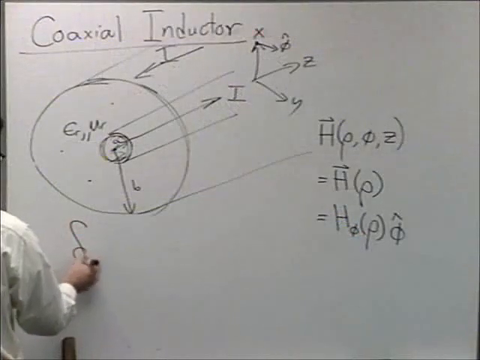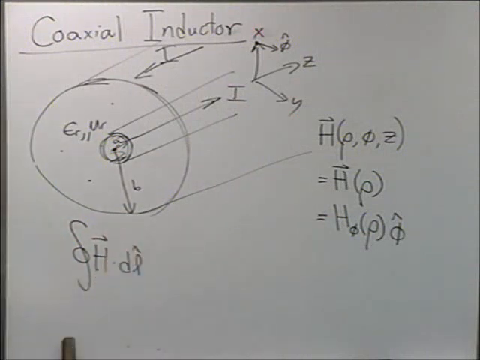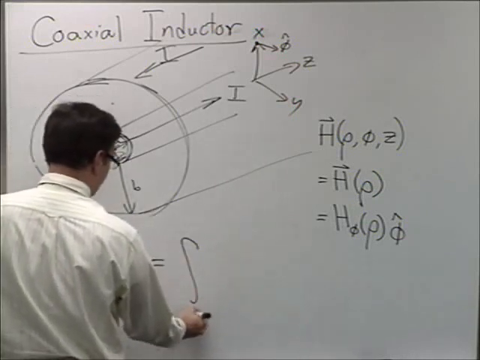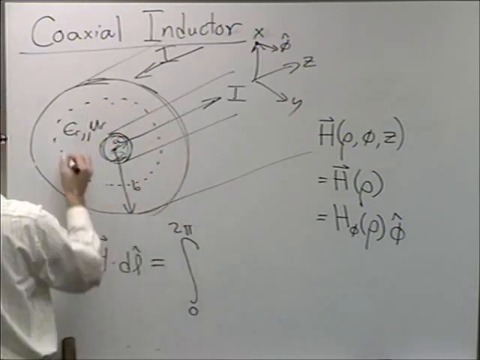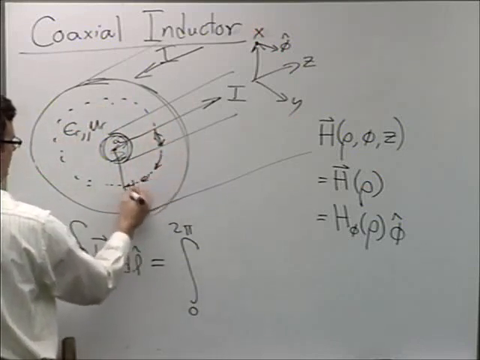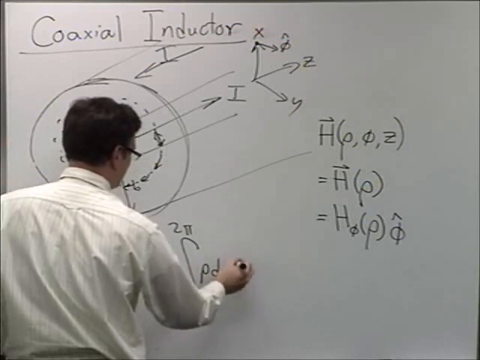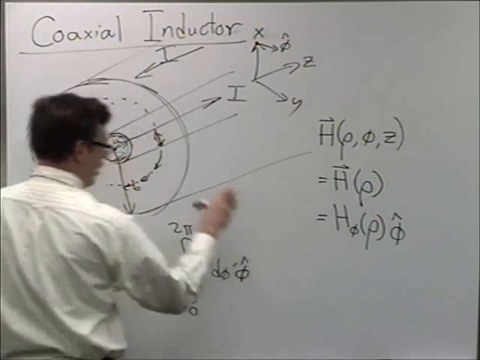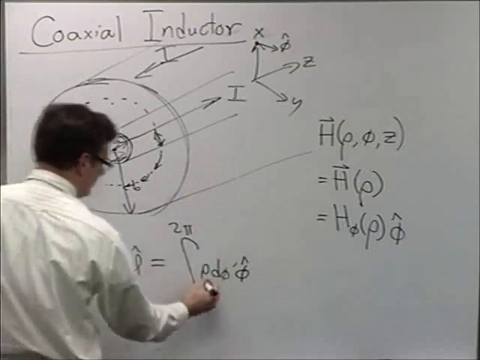Path integral of H dotted into dl vector. What does that evaluate to? Well, I've got an integral from 0 to 2 pi. My element of integration is going to be something that points around a circle. So I'm going to pick a circle of radius rho, and I've got to put a d phi prime. And that element of integration is going to be in the phi hat direction, because that's always tangential to the path as I integrate around a circle, a phi hat. This is my dl.